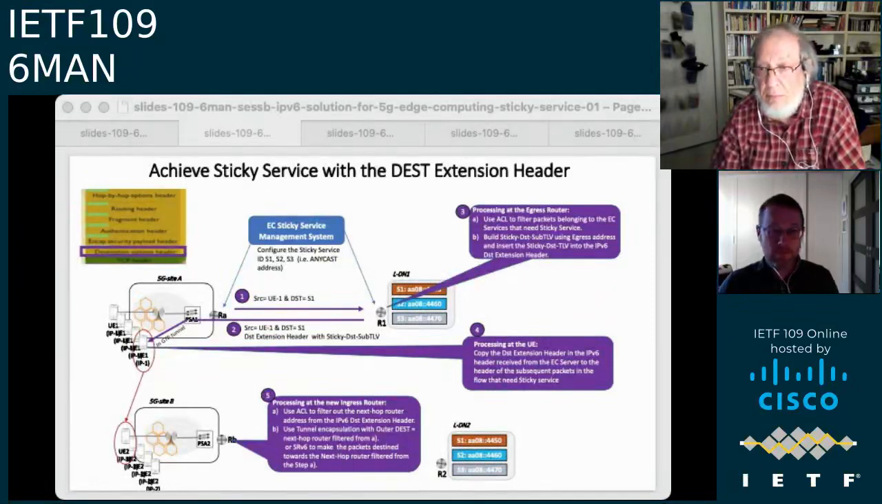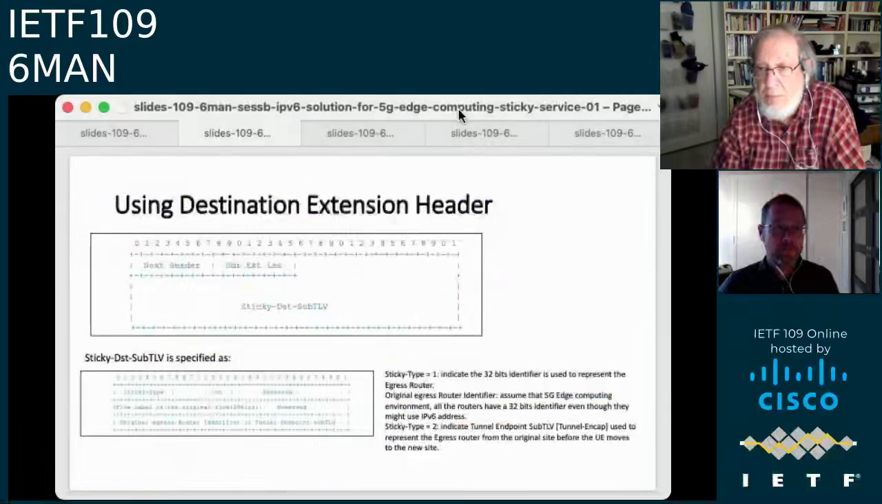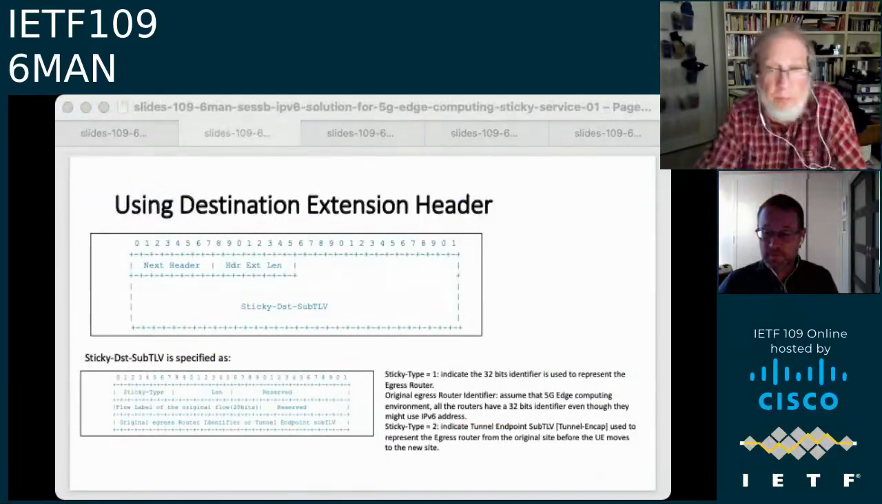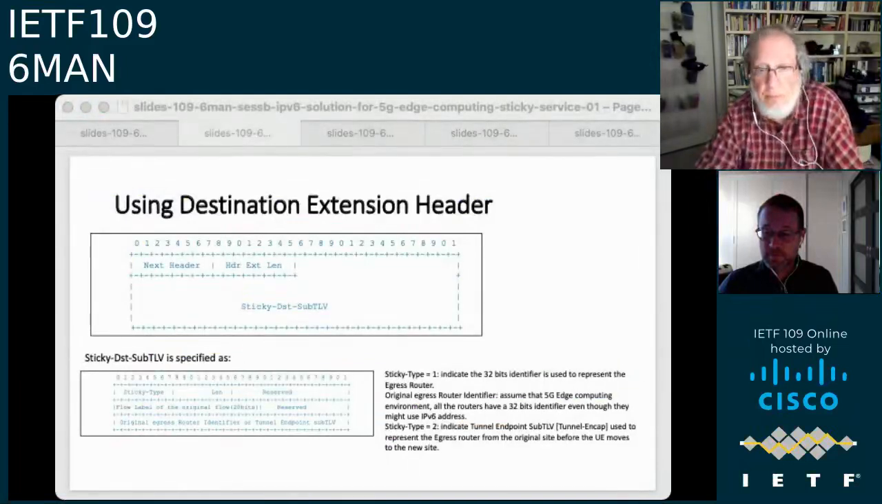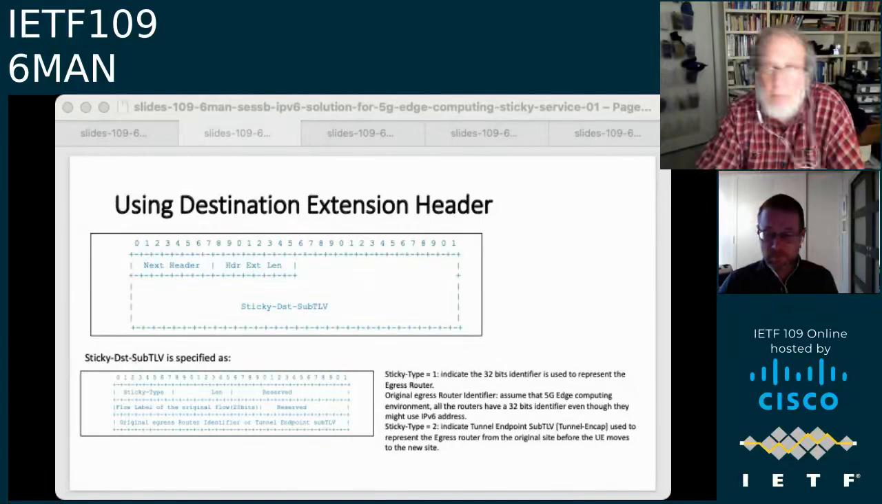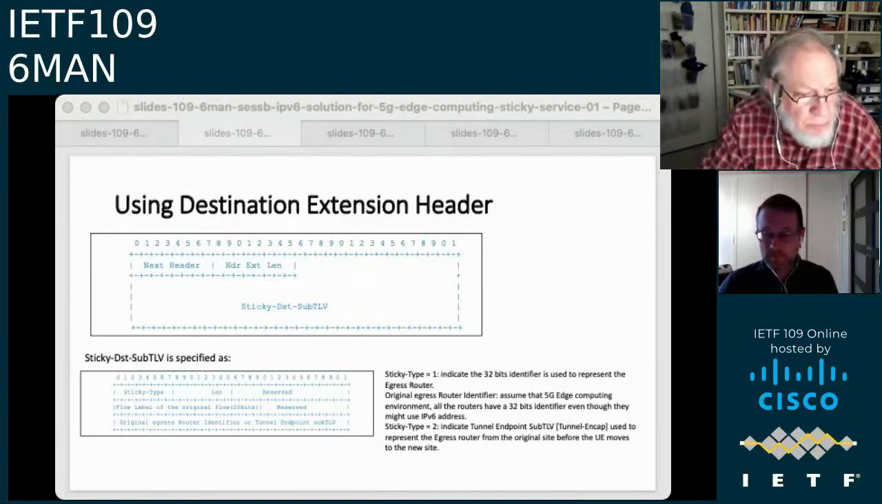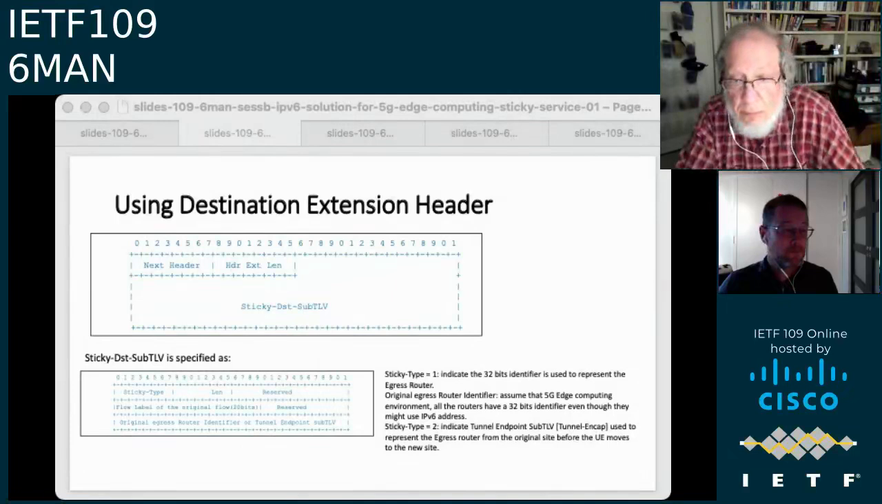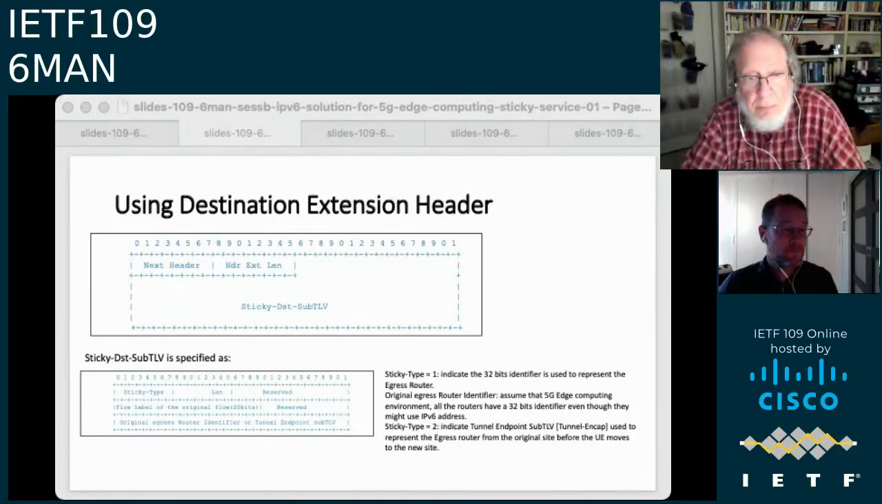Next page, please. So here's the sticky service sub-TLV. There's a sticky type. Right now we just define it to represent, we have two types. One is that the egress router can be identified with a 32-bit identifier, even if the egress router is using an IPv6 address.